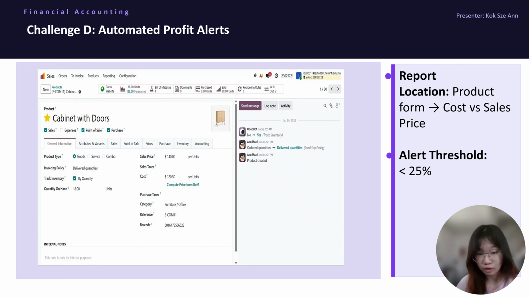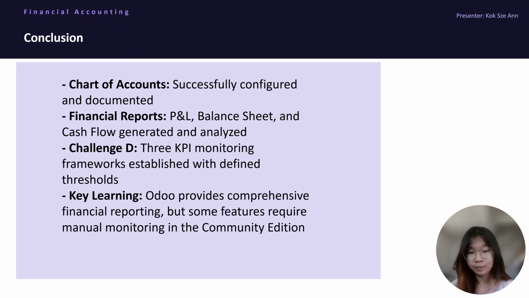In conclusion, in this report, I have successfully configured the chart of accounts, generated all three required financial reports, and implemented three KPI monitoring frameworks for automated profit alerts. A key learning from this project is that while Odoo provides comprehensive financial reporting capabilities, some automation features require manual monitoring in the Community Edition.